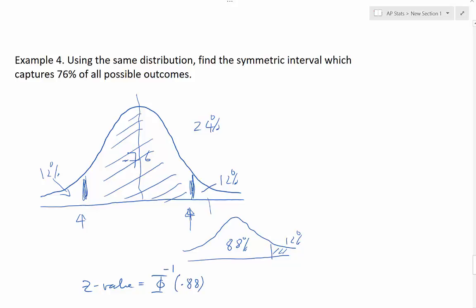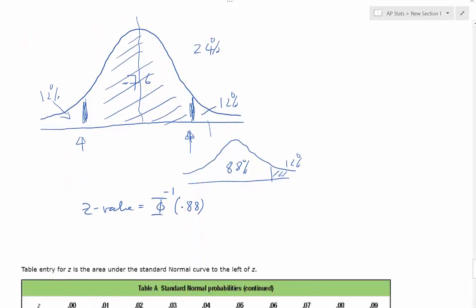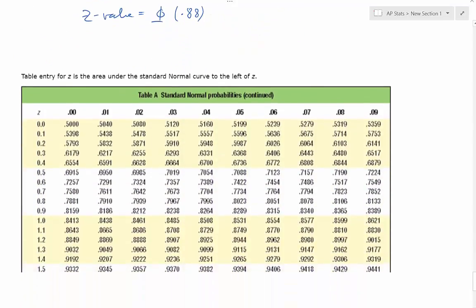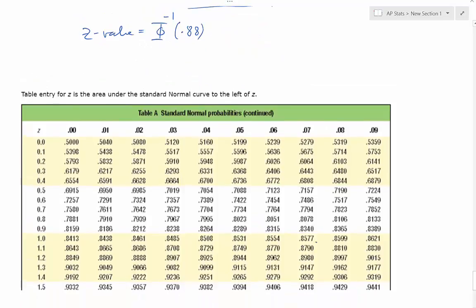So I need to find what Z value has that property. So it's the inverse phi of 0.88. So I need to try to find 0.88 in the tables and find the Z value that generates it. It's 0.8790 there and 0.8810 there. I want 0.88, which is precisely halfway between those two. So it's halfway between 1.17 and 1.18. So the answer is 1.175.